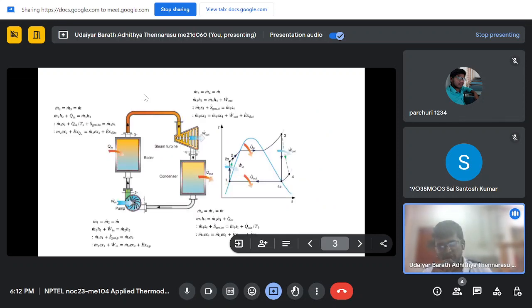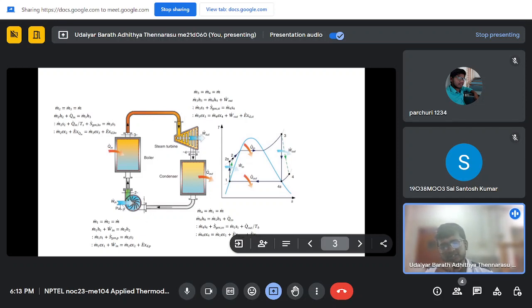So moving on, we have a Rankine cycle now. For steam power plants we have a Rankine cycle. So this too has four major components. You have a pump, you have a boiler, you have a turbine, and then a condenser. So these are the four processes, four major components.